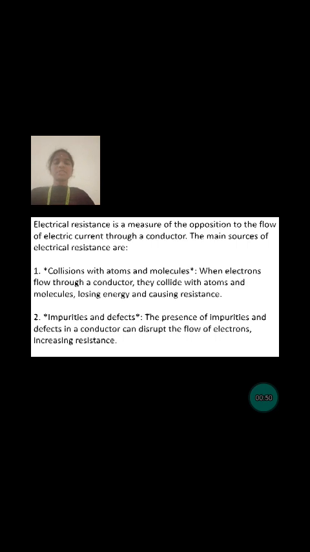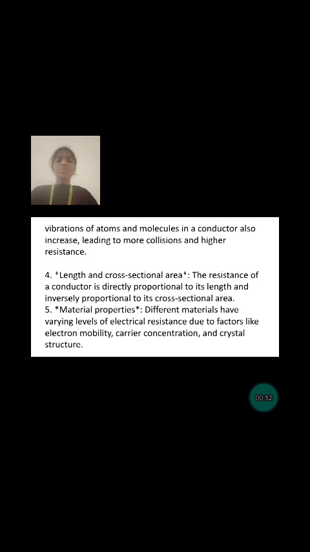increasing the resistance. Vibrations of atoms and molecules in a conductor also lead to more collisions and higher resistance. Length and cross-sectional area: the resistance of a conductor is directly proportional to its length and inversely proportional to its cross-sectional area. Material properties: different materials have varying levels of electrical resistance due to factors like carrier mobility, carrier concentration and crystal structure.